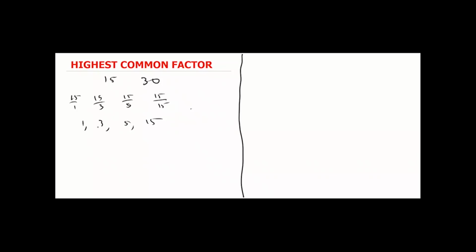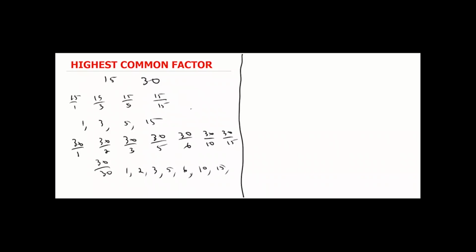So let's write out the factors of 30. 30 divided by 1 is possible, 30 by 2 is possible, 30 by 3 is possible, 30 by 5 is possible, 30 by 6 is possible, then 30 by 10 is possible, and 30 by 15 is possible, and finally 30 by itself. So that means the factors of 30 will be 1, 2, 3, 5, 6, 10, 15 and 30.